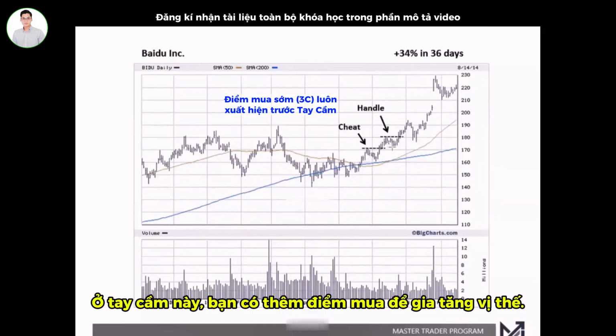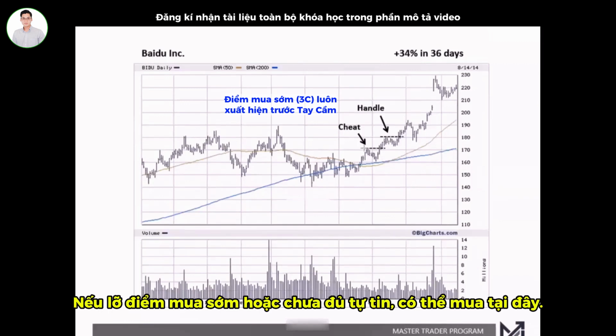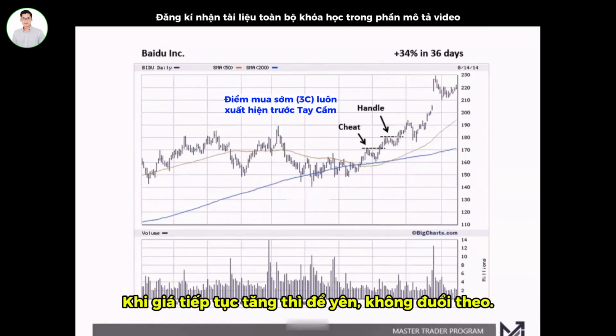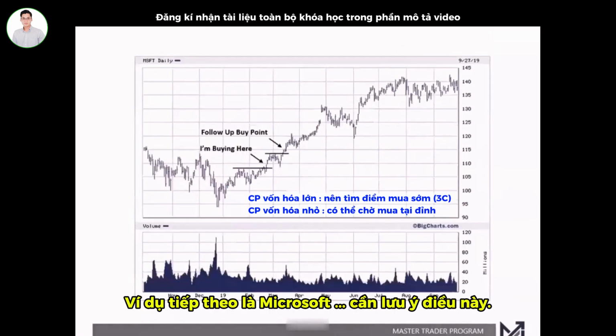Now you get the handle, and now you've got another buy point to either add, or if you missed the cheat, or maybe you weren't so confident at this particular time, and now you're buying, you can buy it here. All right, then it moves up, and now you're going to leave it alone. Okay, another one. Let's take a look here.